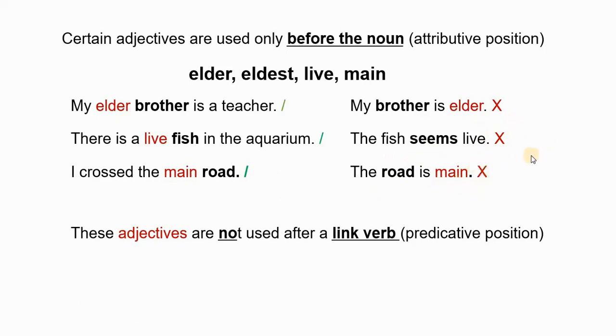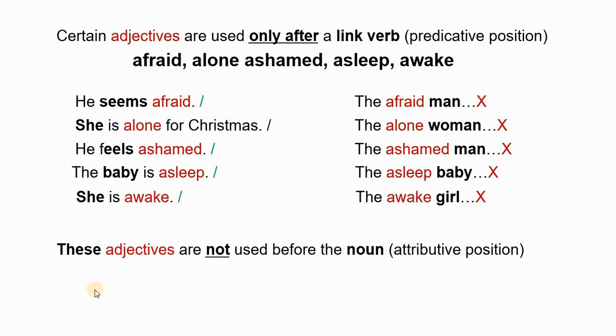It's a big no. We cannot use the adjective main like this. We cannot use the adjective main like that. We cannot use it after a link verb. Alright? So again, these adjectives are not used after a link verb, which is a predicative position. Yes? Okay.